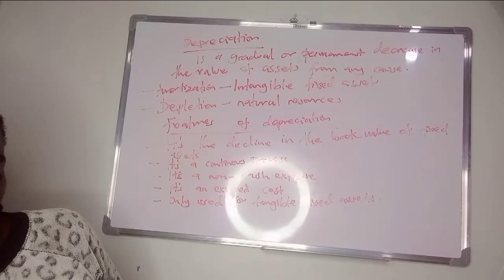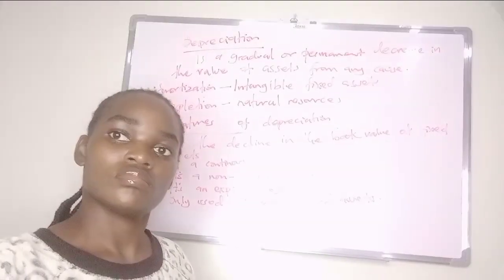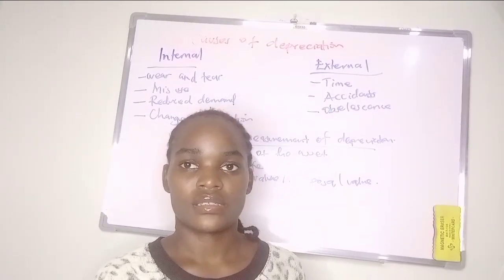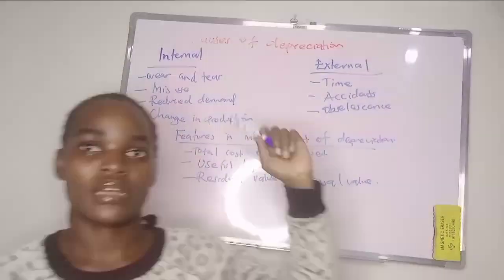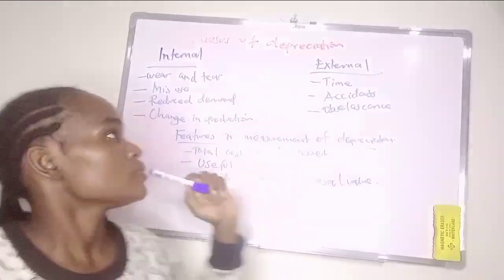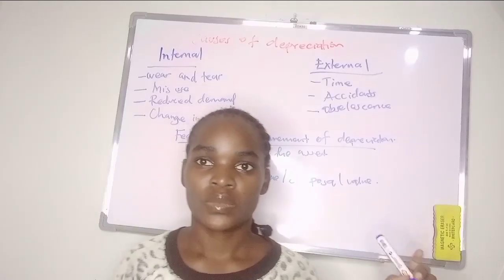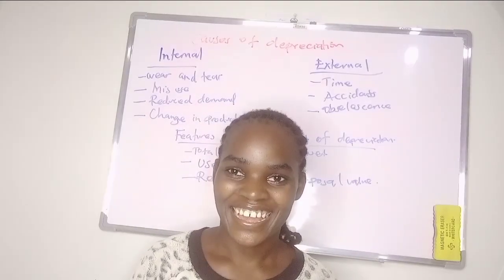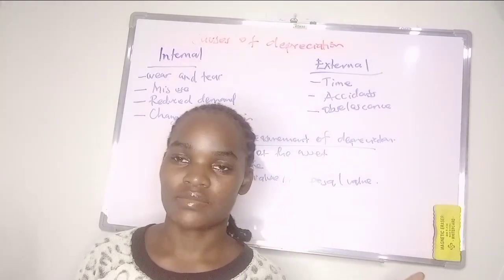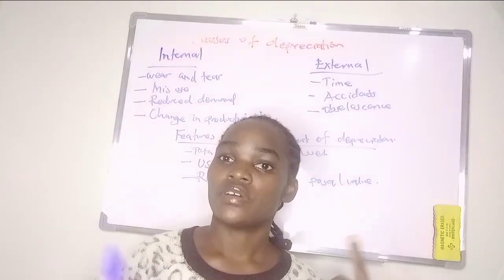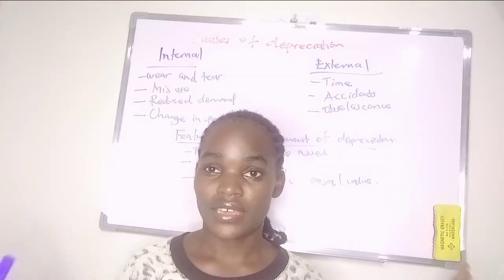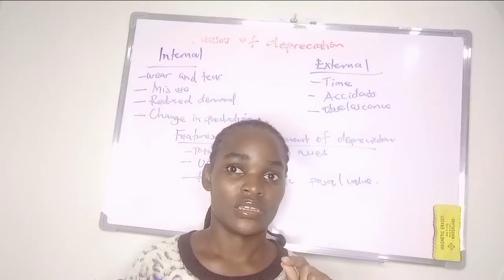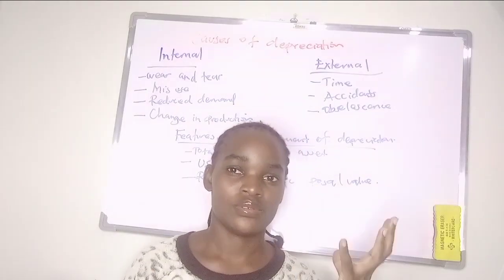So let's look at the causes of depreciation. What causes a decline in the value of fixed assets? We have the internal causes and then the external causes. Internal, we have things like wear and tear. Wear and tear, like if you've overused something, it wears and then it tears. For example, if you have a car and you've overused it, it wears and tears. Then misuse, like if you do not use something in the right way. If you do not follow the instructions, it will end up losing value.